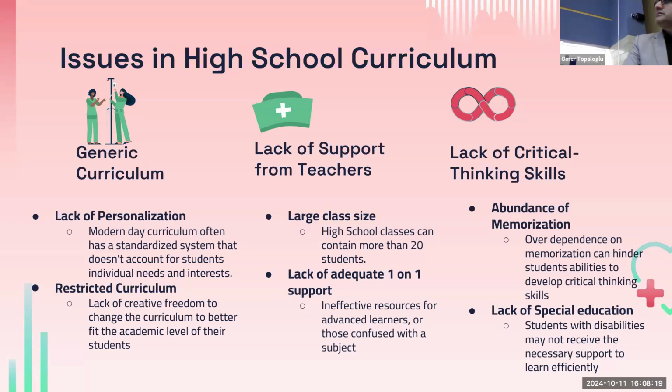And my third issue in high school curriculum is a lack of critical thinking skills. Usually a high school curriculum involves memorizing a piece of a topic, using that in a sentence and just throwing it out the window. I feel like this is not a correct way to learn about certain topics, as it is an abundance of memorization and not really understanding and applying the concepts. And it also has a lack of special education for students with disabilities.